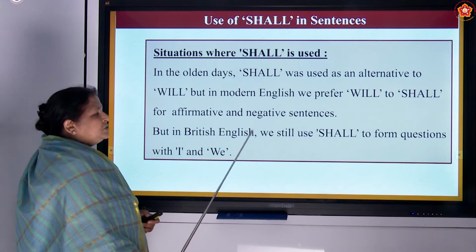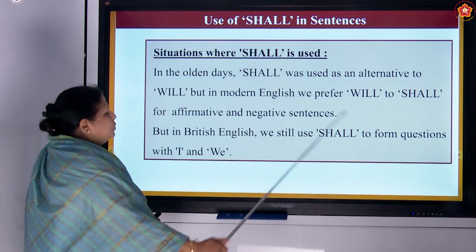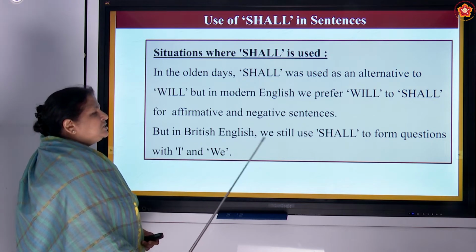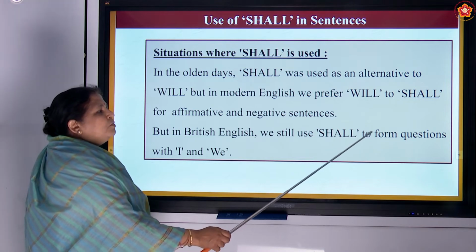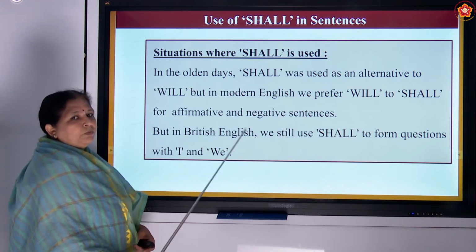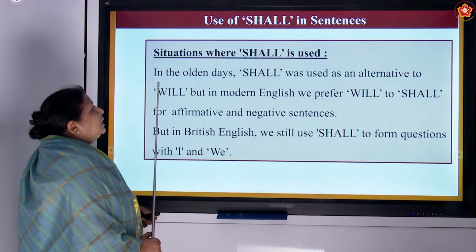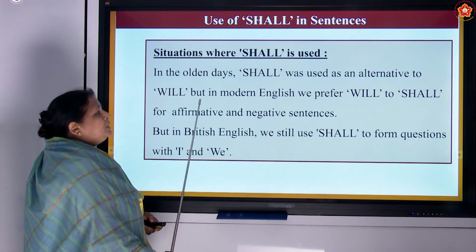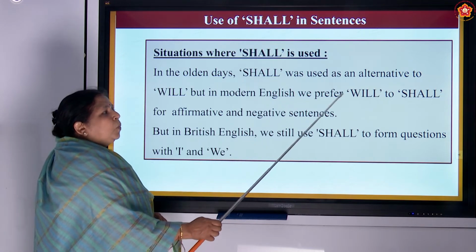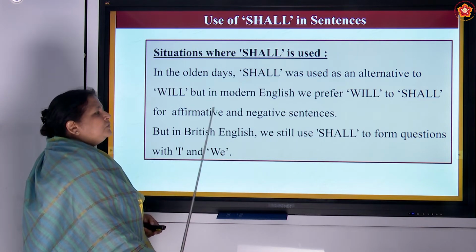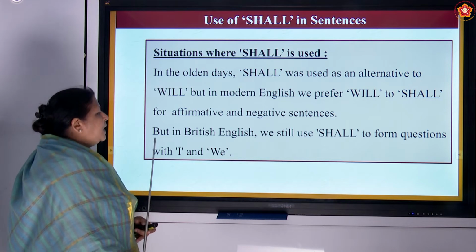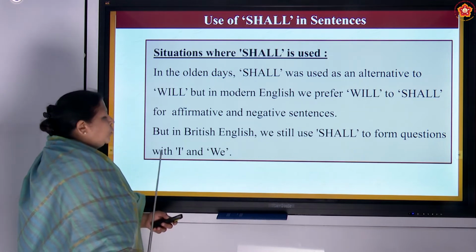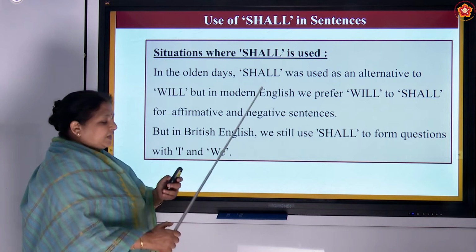But in British English, we still use shall to form questions with I and we. I'll read out again. In the olden days, shall was used as an alternative to will. But in modern English, we prefer will to shall for affirmative and negative sentences. But in British English, we still use shall to form questions with I and we. Is it clear? Yes.